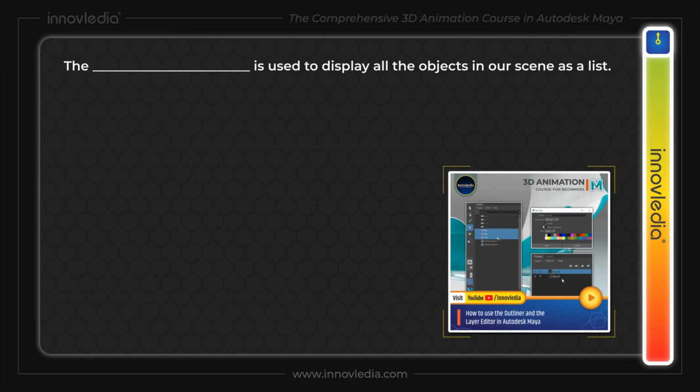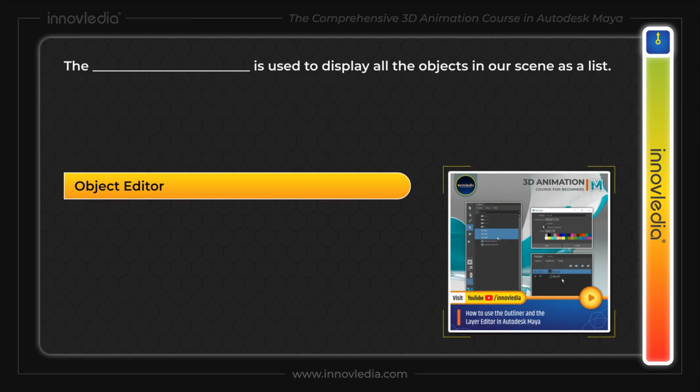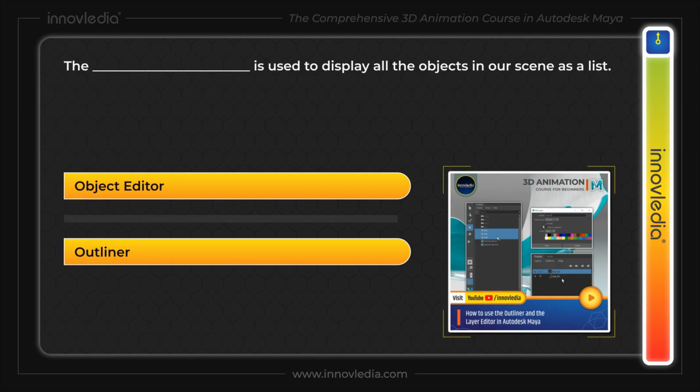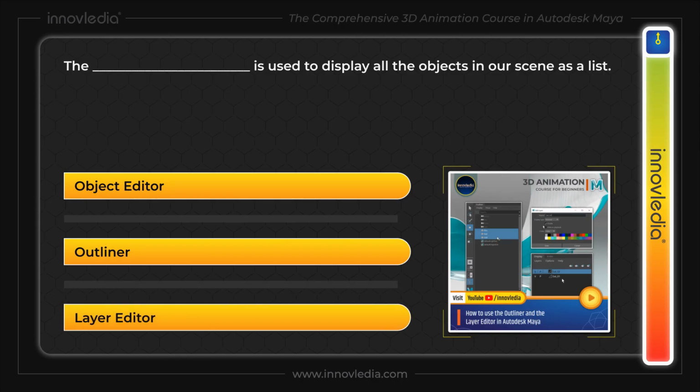The dash is used to display all the objects in our scene as a list. The options are Object Editor, Outliner, Layer Editor. Your time starts now. And the correct answer is Outliner.